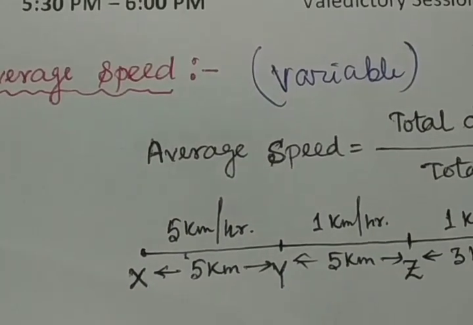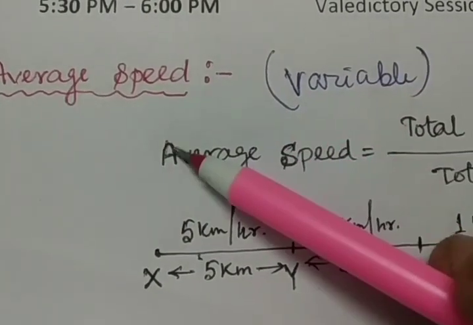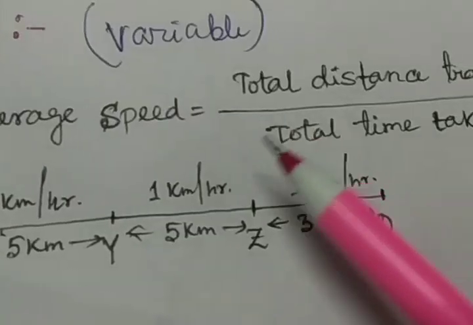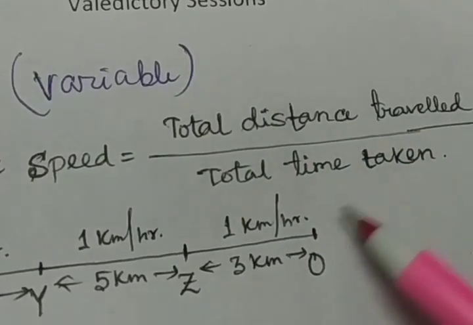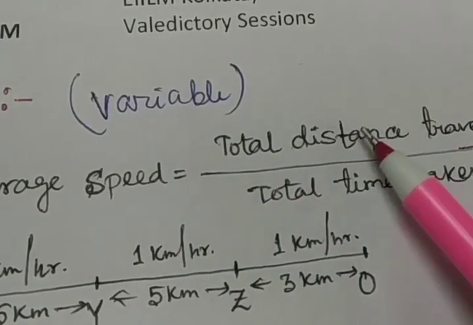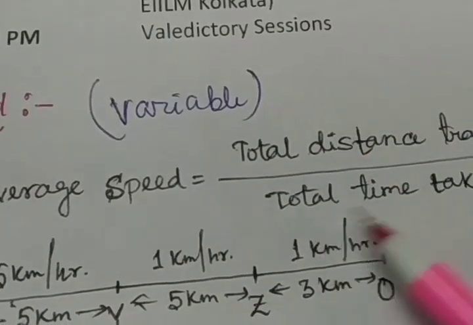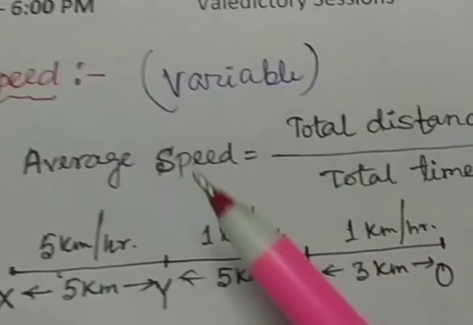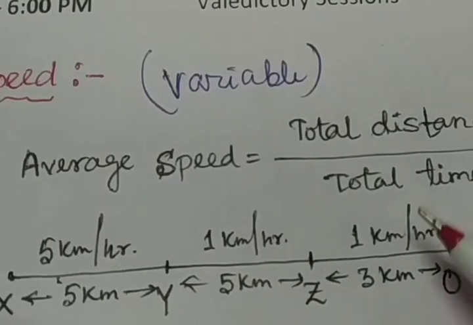So then you have to calculate the average speed, and this is the formula of average speed: total distance traveled by total time taken. Okay, so total distance, not the distance by time, it is total distance by total time. Please remember the main formula: average speed equals total distance by total time.